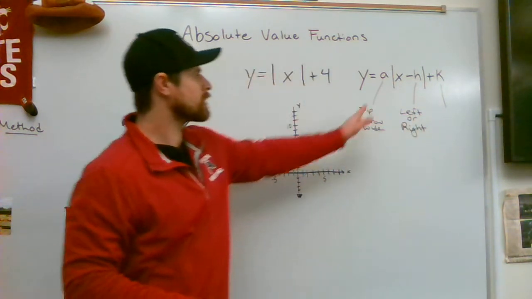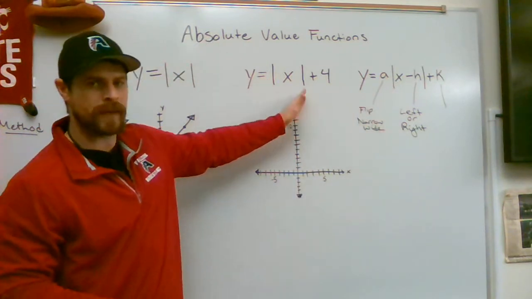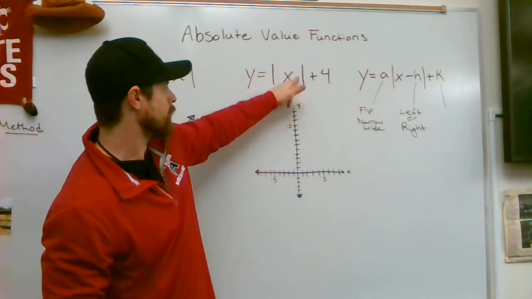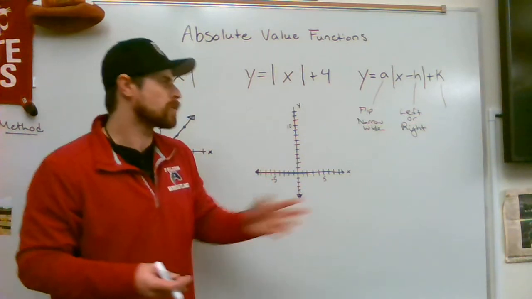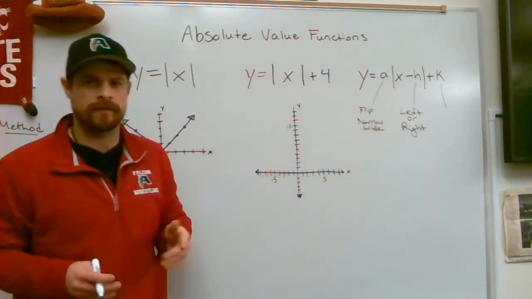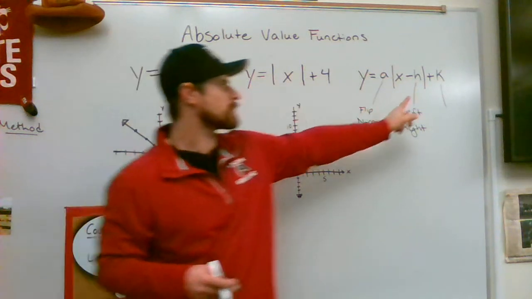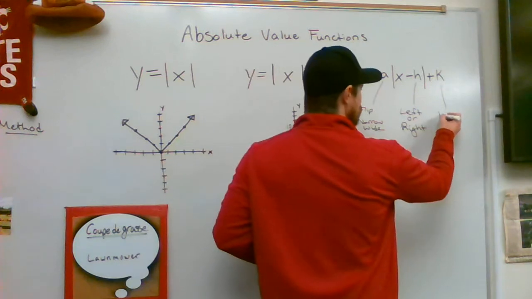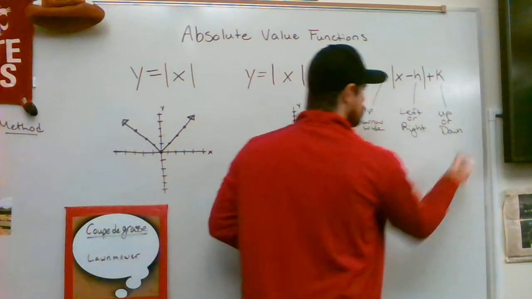So we know, because we're not dealing with an A at the beginning that's being multiplied by the absolute value, we're not dealing with anything inside right now. Inside our absolute value bars, we literally just have that variable of x. So we're not going to go left or right. We're not moving in that direction. We are, however, going to add 4 at the end, which is like adding k to this function, and that is going to tell us up or down movements.